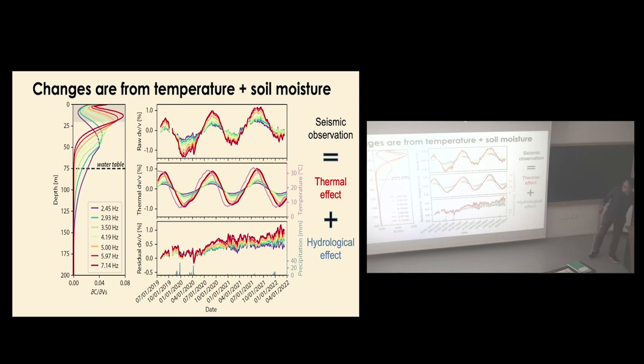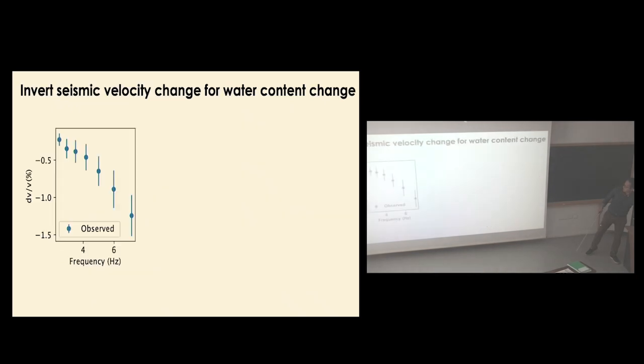Okay, so now we know the long-term trend is basically the drought, and the sharp ones are coming from precipitation. So now we're going to do a little bit more modeling. We tried our best. This is not going to be nice, but with frequency dependence, you see bigger signals at higher frequencies and smaller signals at lower frequencies. That's the trend we need to fit.